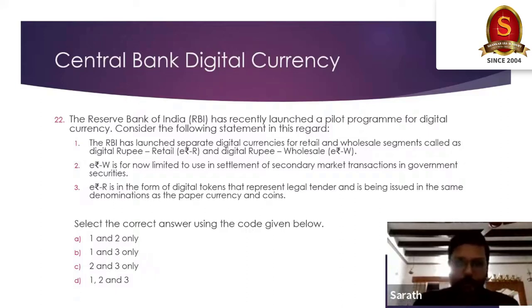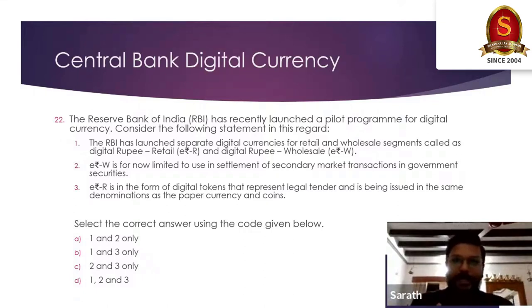That is correct, actually. So the symbol is what I have given there: E, that rupee sign, hyphen R for retail and hyphen W for wholesale. RBI launched these two as two separate pilot programs. I think it launched wholesale first and then it launched retail. And there is a significant difference in how it works as well.